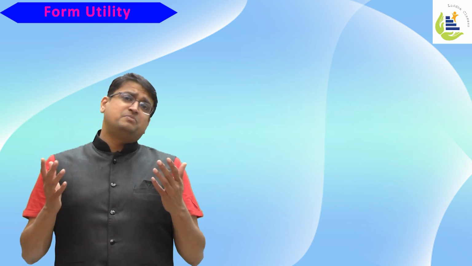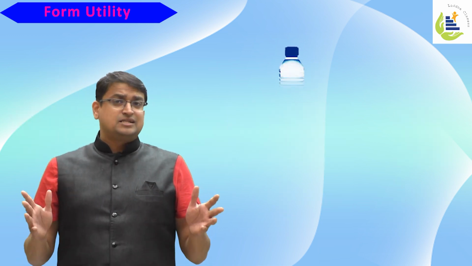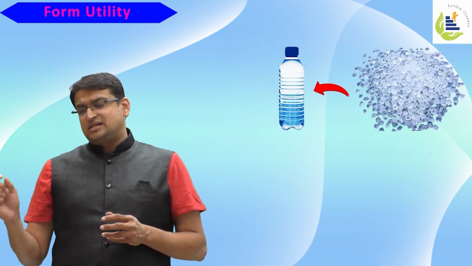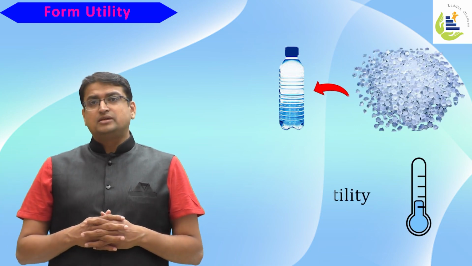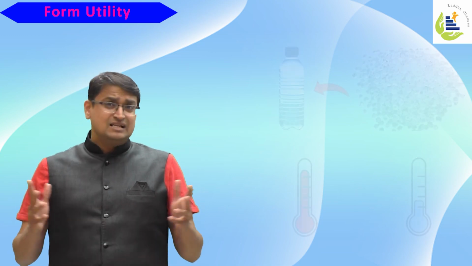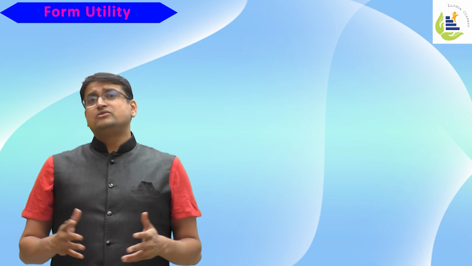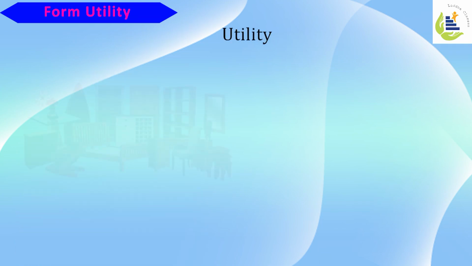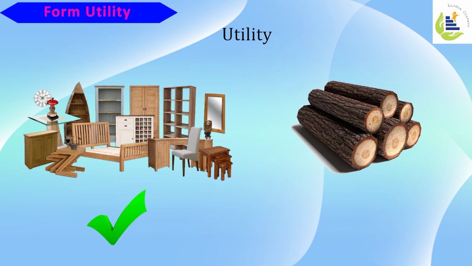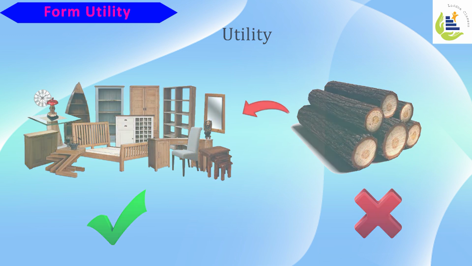There are a few more examples we can take. A plastic water bottle from plastic granules. So plastic granules have a lesser amount of utility compared to a plastic bottle. Which product has a higher utility? You tell. Wooden furniture or wood? Yes, wooden furniture. So if you notice, when we change from wood to wooden furniture, we change the shape, form and structure, and its utility is increased. And so on and so forth.